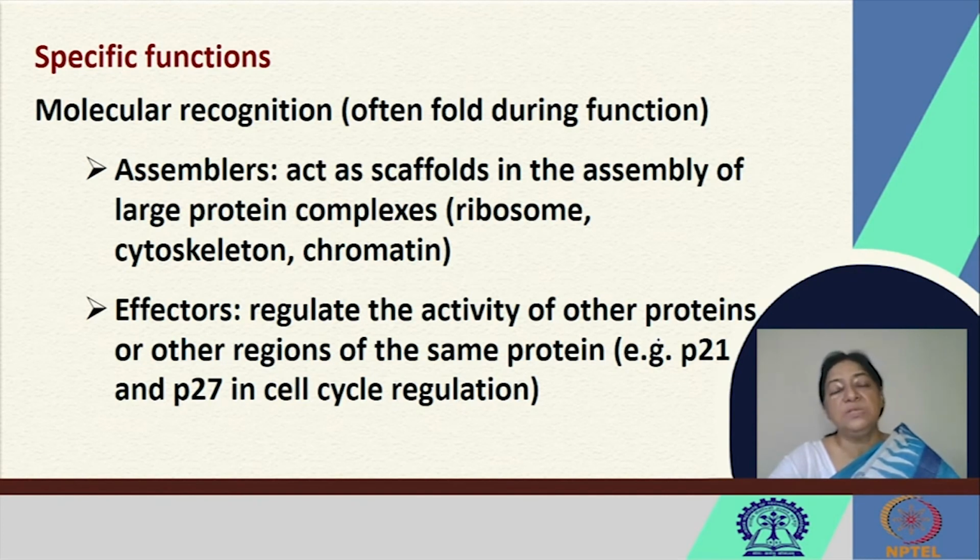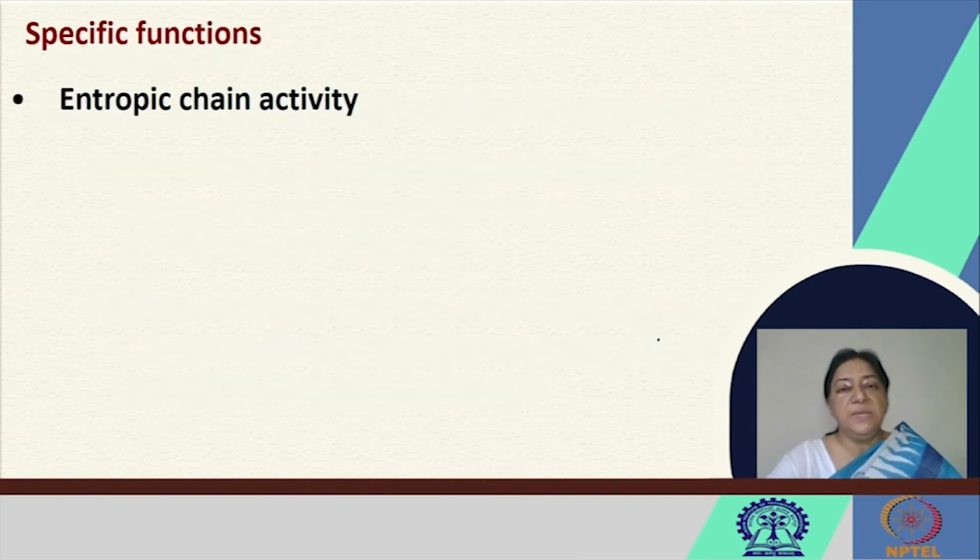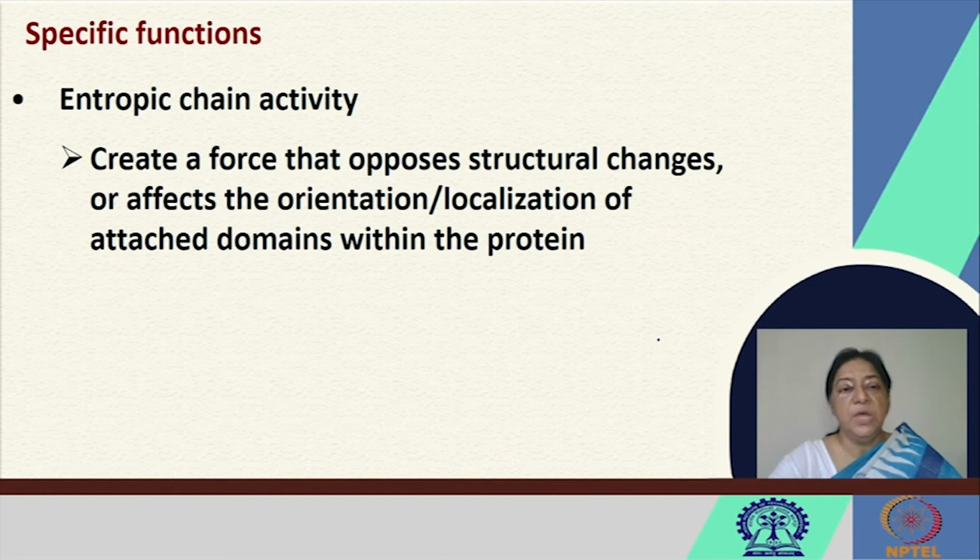And this is all because they do not have a rigid structure, and they are flexible in the way their polypeptide chain can function. This means there is a large amount of entropic chain activity because of the flexibility that is permitted or present in the intrinsically disordered proteins. So what happens in this case, there is a force that opposes the structural changes or affects the orientation or localization of attached domains within the protein.